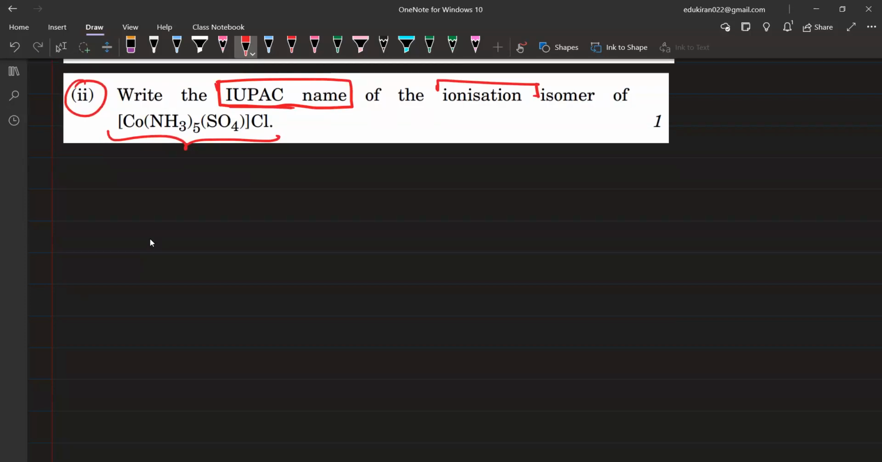आपको आएगा ये सवाल. फिर आपको पता होना चाहिए कि आयनाइजेशन आइसोमर होता क्या है by definition. Then after that you should also know that अगर आपको कोई कंपाउंड दिया तो उसका आयनाइजेशन आइसोमर बनाया कैसे जाएगा. Is that clear? Yes or no? Please tell me. ठीक है.